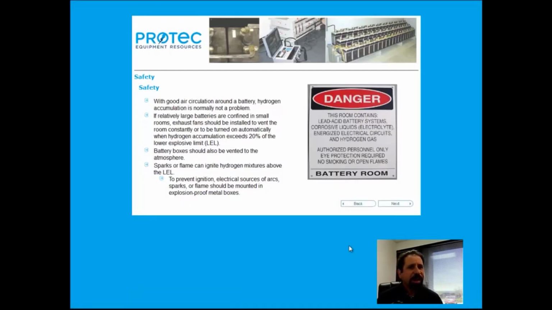With good air circulation around a battery, hydrogen accumulation is normally not a problem. If relatively large batteries are confined in small rooms, exhaust fans should be installed to vent the room constantly or to be turned on automatically when hydrogen accumulation exceeds 20% of the lower explosive limit, or the LEL. Battery boxes should also be vented to the atmosphere. Sparks or flame can ignite hydrogen mixtures above the LEL. To prevent ignition, electrical sources of arcs, sparks, or flames should be mounted in explosion-proof metal boxes.